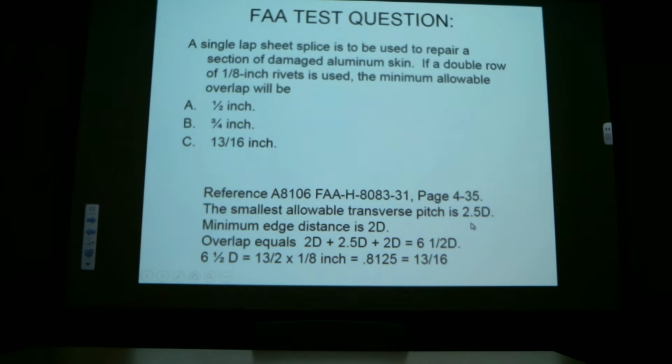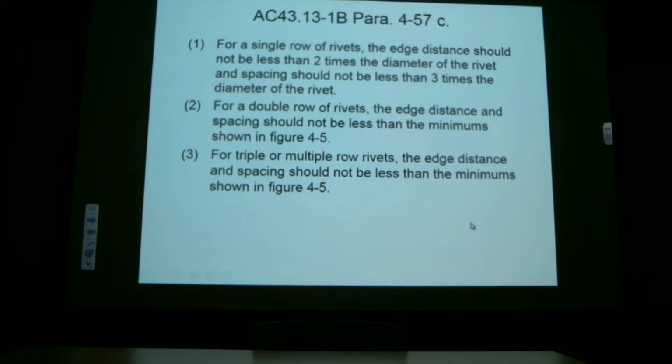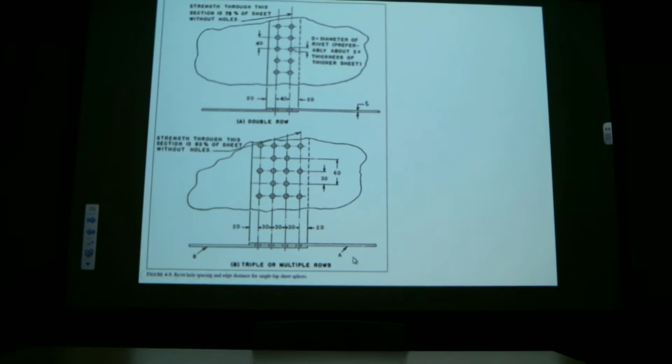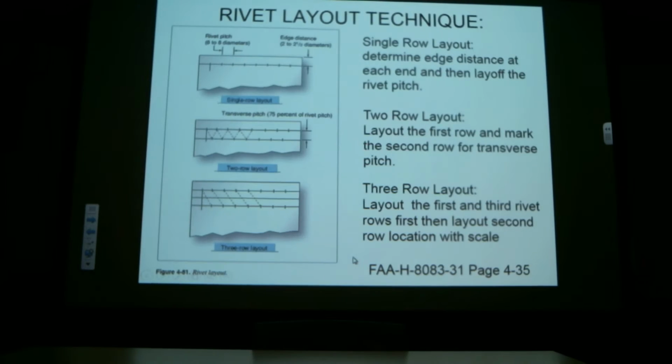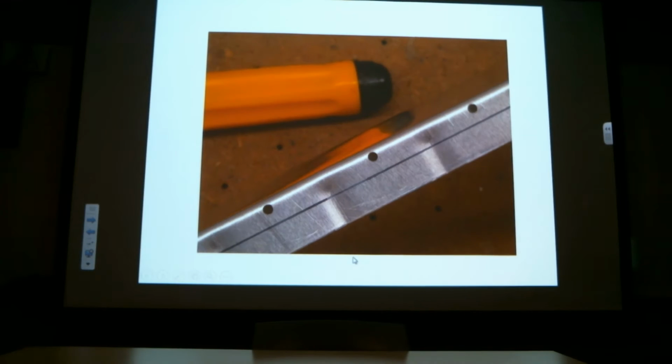And if the diameter is 1/8 of an inch, you take 1/8 of an inch times 6.5, and it works out to 13/16 of an inch. So that's how they solve the problem. But this is a relatively new rule. Prior to this information that was in the book, there was nothing in the 4313 or any place else that gave you guidance on what they wanted. As a matter of fact, it was somewhat contradictory. This was the info from the 4313. Layout is important. It helps to avoid things like that.